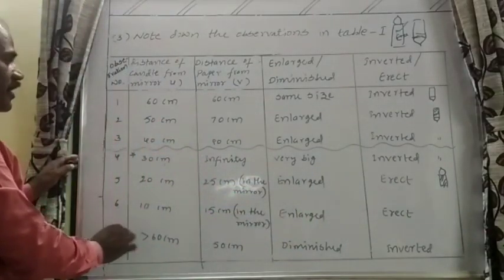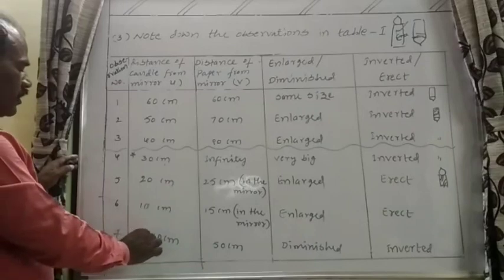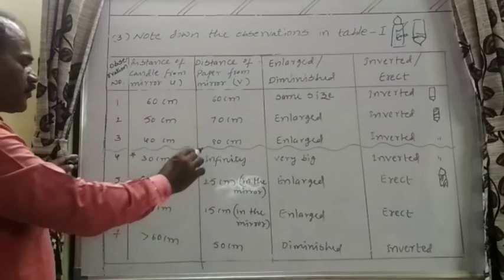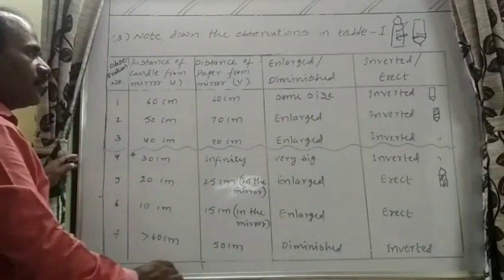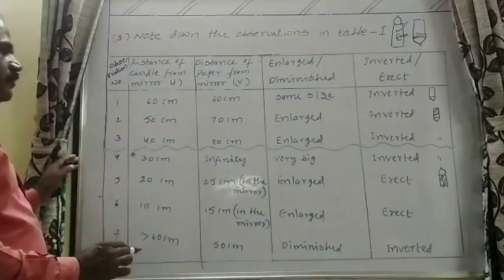The object is placed greater than 60 centimeters from the mirror. The image is formed at a 50 centimeter distance from the mirror. The image is diminished and inverted.